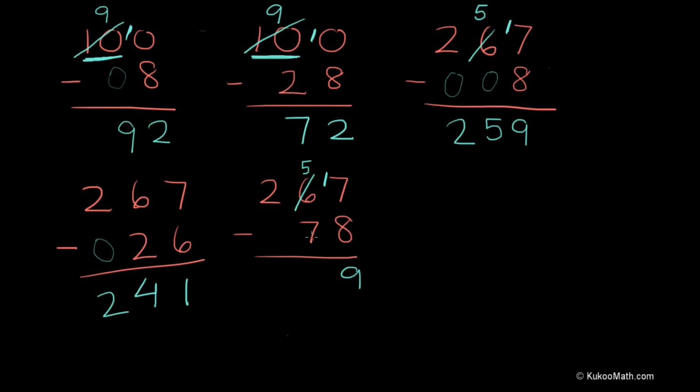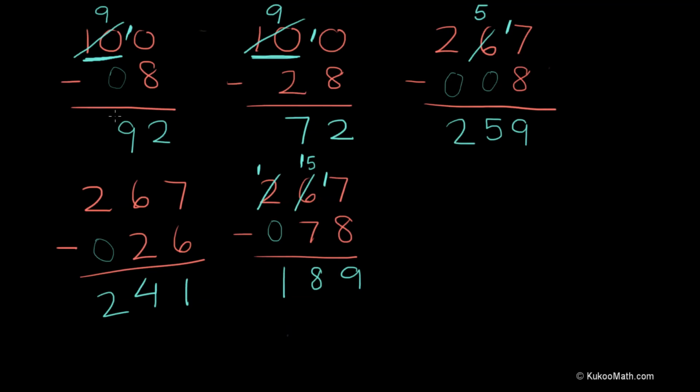5 minus 7, we can't do that either. So we're going to have to borrow from the next column over. This 2 becomes a 1, and the 5, oh, sorry, the 5 becomes a 15 because we add the 1. So now we have 15 minus 7 is equal to 8, and 1 minus the invisible 0 is equal to 1. So the answer we get, 267 minus 78, is equal to 189.